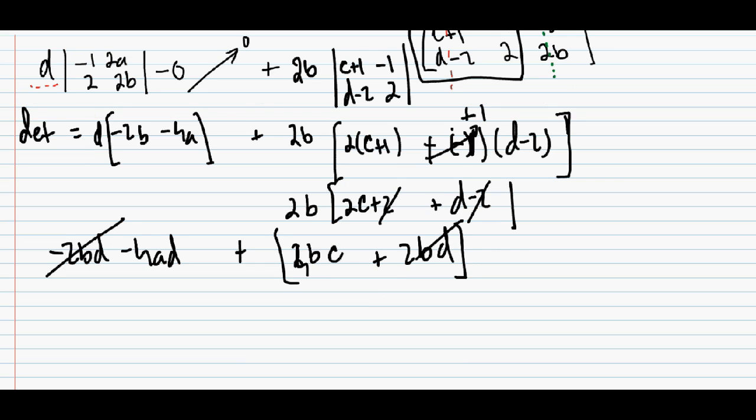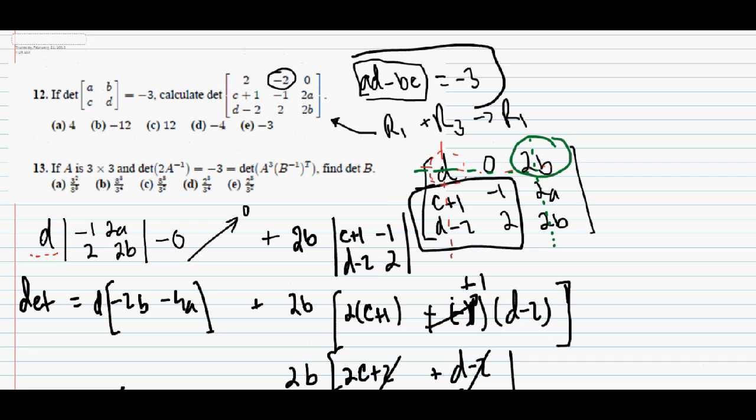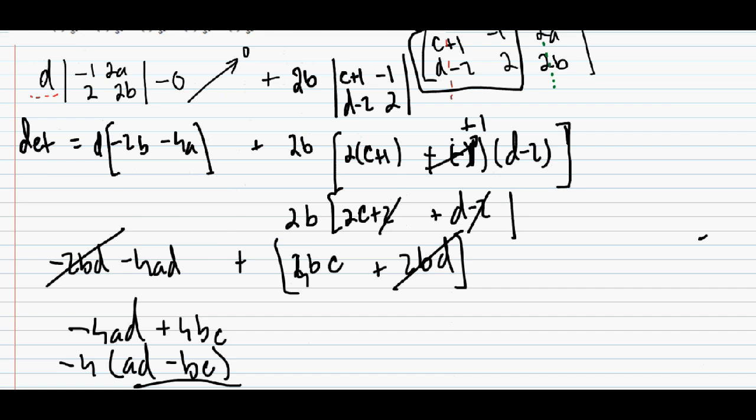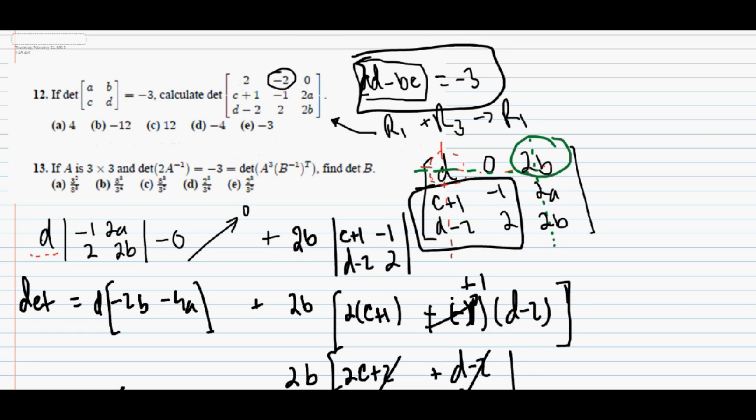We can cross out a couple of things over here. We have -2 plus 2, that's gone. We're left with just -4ad plus 4bc. I'm going to take out a -4, and then we get ad minus bc. In the earlier part, we defined ad minus bc to equal -3. So -4 times -3 gives us 12. That's our new determinant, so the answer is actually C.